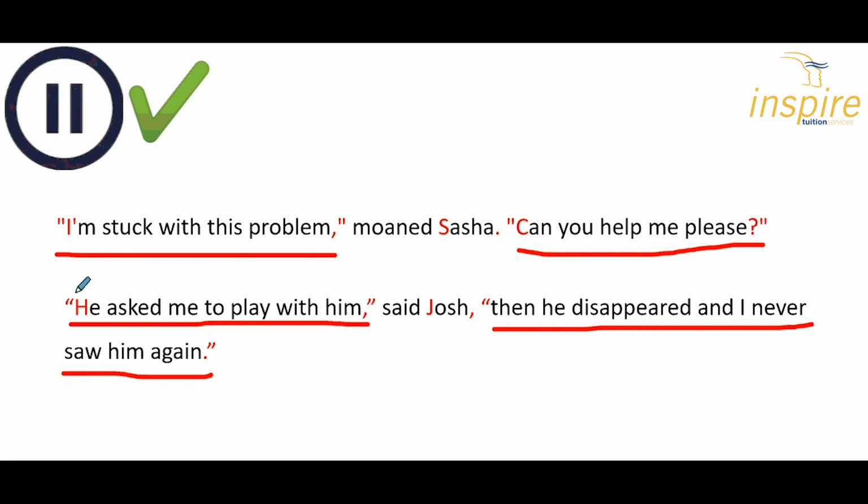So you should have inverted commas, capital H at the beginning of the sentence. "He asked me to play with him," comma, close the inverted commas, said Josh, don't forget the capital letter. Then a comma, because the sentence carries on, inverted commas but no capital letter. "Then he disappeared and I never saw him again." Full stop inside the inverted commas.